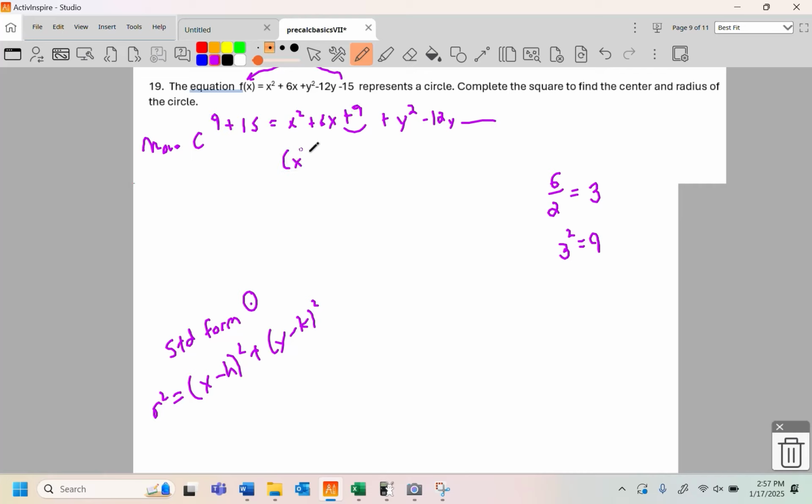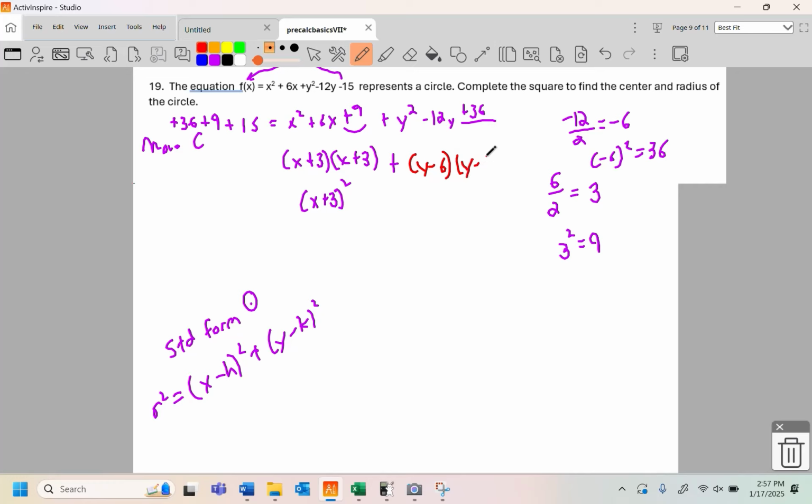The reason I did that is because this now factors as x plus 3 times x plus 3, which is x plus 3 quantity squared. Here, I'm going to take half of a negative 12. I'm going to get a negative 6. I'm going to square that negative 6 and get 36. So I'm going to add it here, and for equality reasons, I'm going to add it here. I know Bryce doesn't like this idea of equality, but sorry, Bryce. All right, moving on. I did that because this piece factors as y minus 6 times y minus 6, which is y minus 6 quantity squared.